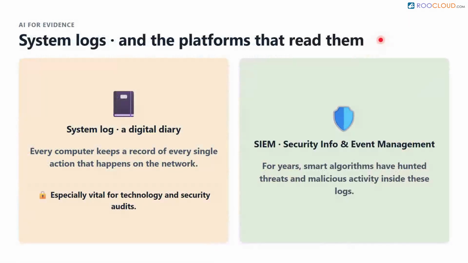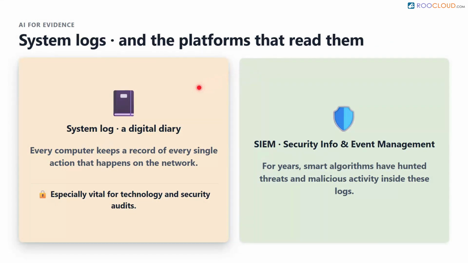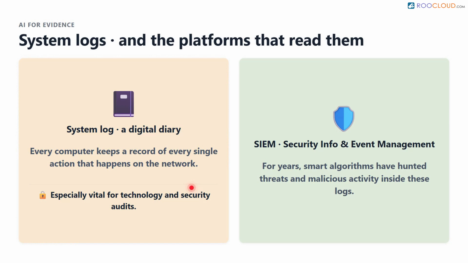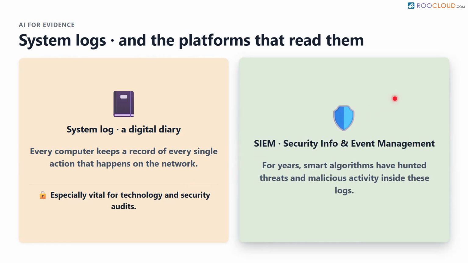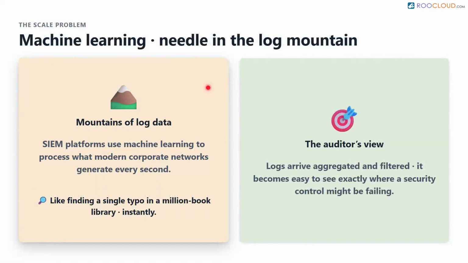One of the most powerful ways auditors gather evidence is by using artificial intelligence to collect system logs. A system log is simply a digital diary that a computer keeps, recording every single action that happens on a network. This practice is especially vital for technology and security audits. For years, cybersecurity experts have used smart algorithms to identify threats and hunt for malicious activity. They rely on SIEM systems, which stands for Security, Information and Event Management. These platforms use machine learning to process the gigantic mountains of log data produced by modern corporate networks.